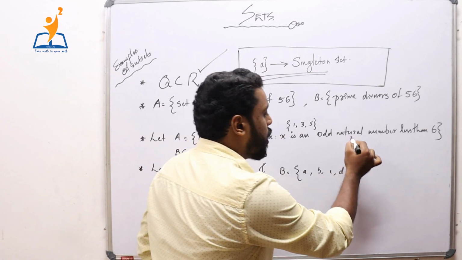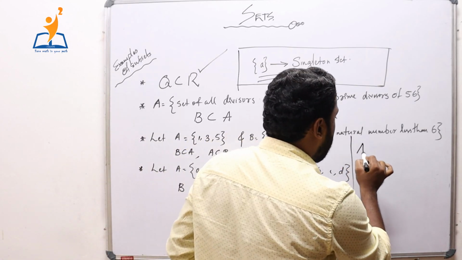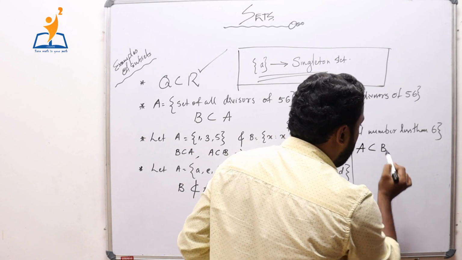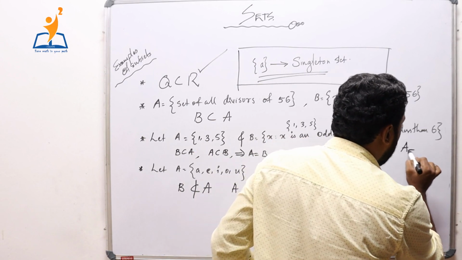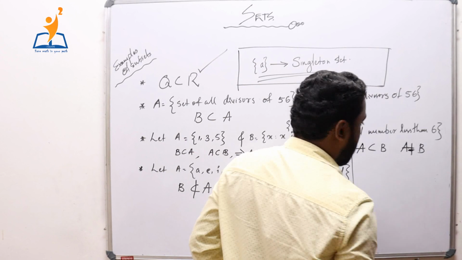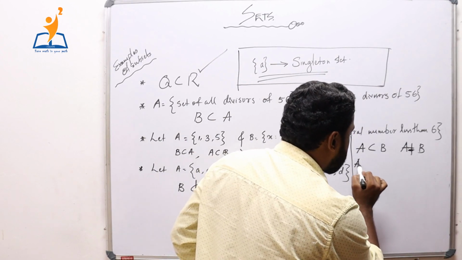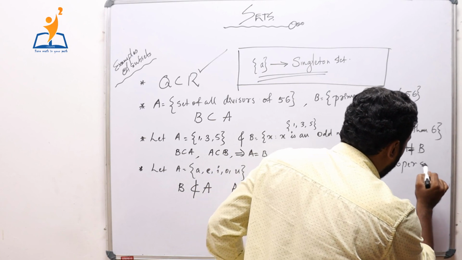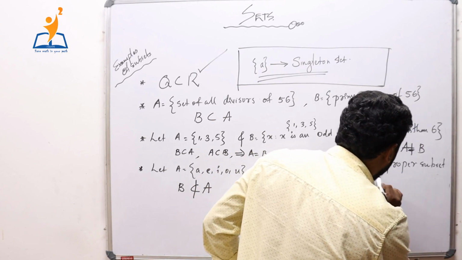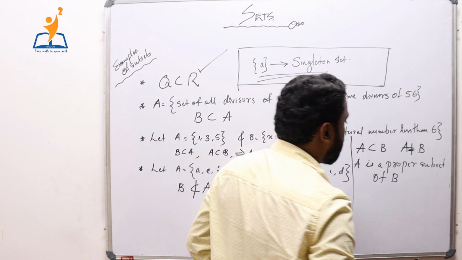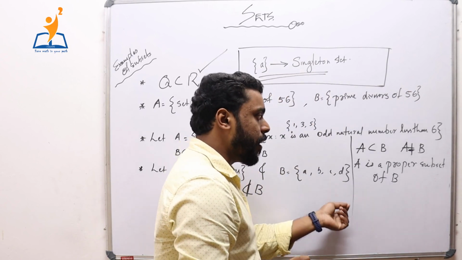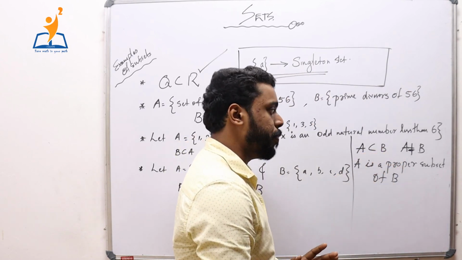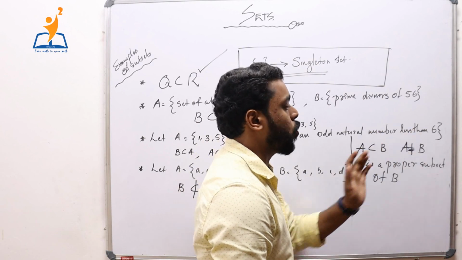Also note that whenever A is a subset of B and A is not equal to B, then we can say that A is a proper subset of B. What do you mean by proper subset? Whenever A is a subset of B and A is not equal to B.